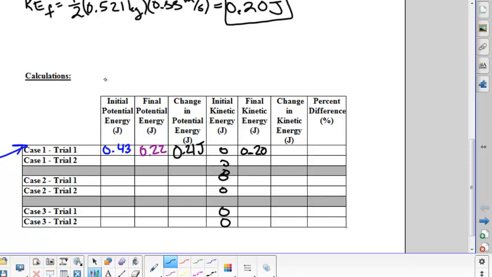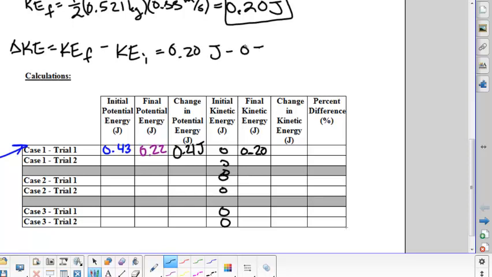Let's find the change in kinetic energy. Well, change, we already did this. KEF minus KEI. This was 0.20 joules minus 0 joules. It wasn't moving in the beginning. So we get 0.20 joules. Same thing. And so that's our change in kinetic energy.